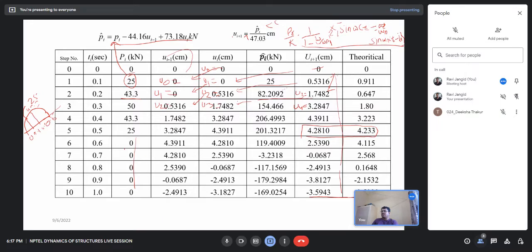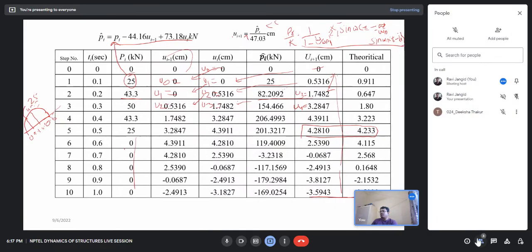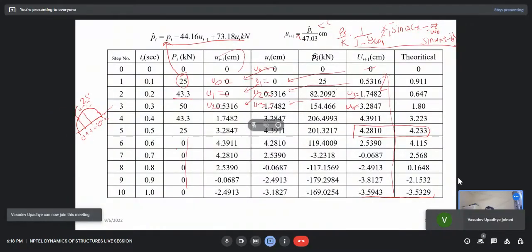Okay, let us discuss another question. If no one is here, if you can hear me, can you write in the chat box yes or no? And if you have any doubt, you can also write it in the chat box. Okay, so now we are moving to another question.